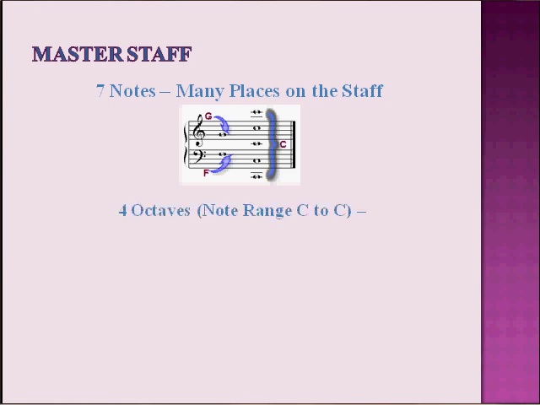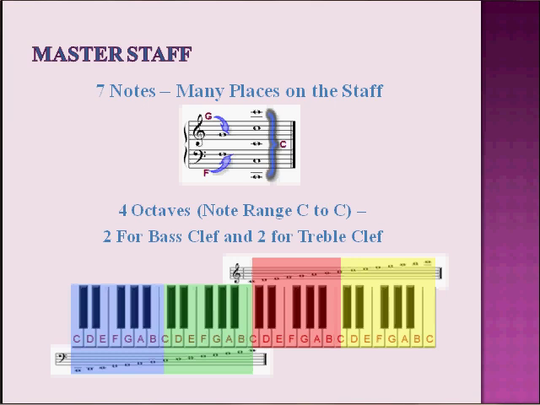There are 4 octaves in this range of the master staff, and the note ranges are from C to C 4 times, 2 in the bass clef and 2 in the treble clef. Here I've split that apart so you can see the bass clef. Over here we can see we've got those 2 octaves of notes on the bass clef, and over on the right hand side you can see we've got 2 more octaves of notes on the treble clef.